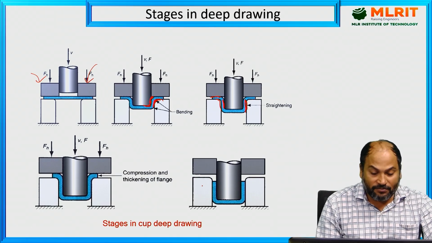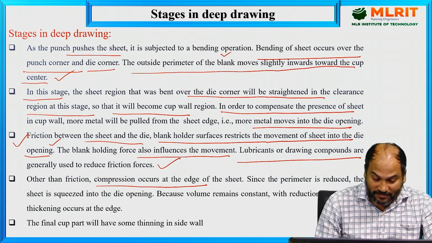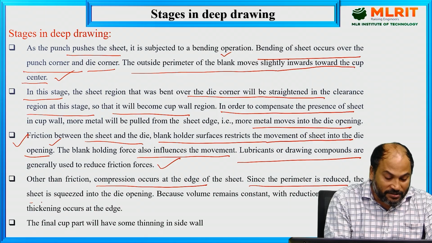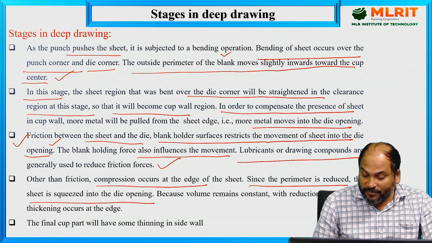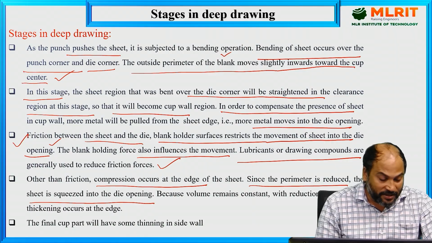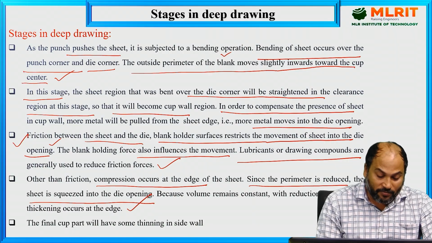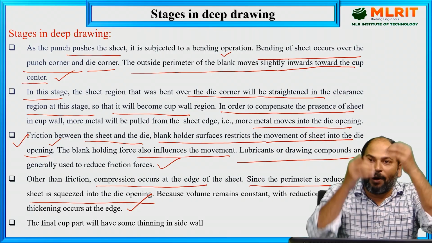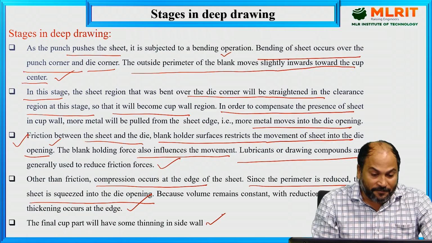We can see through the diagram here. Compression occurs at the edge. That's what is being written here. Since the perimeter is reduced, the sheet is squeezed in the opening. And because volume remains constant with the reduction in the perimeter, thickening occurs at the edge. That is very, very important. And finally, the final cup part will have some thickening in the wall thickness.